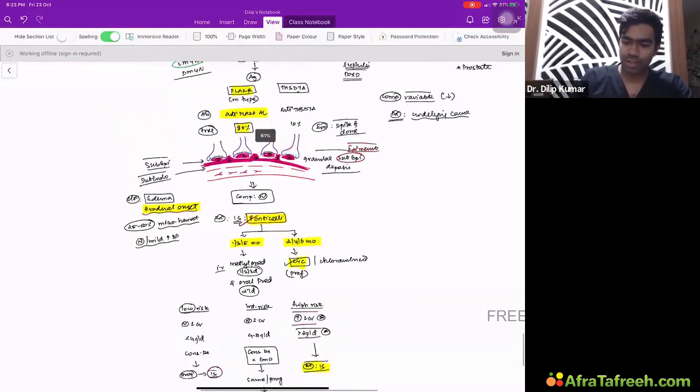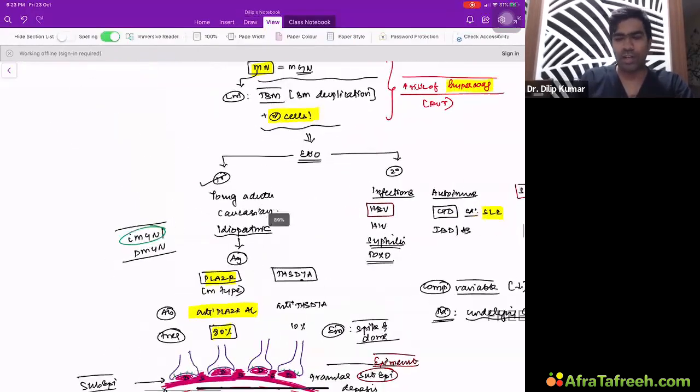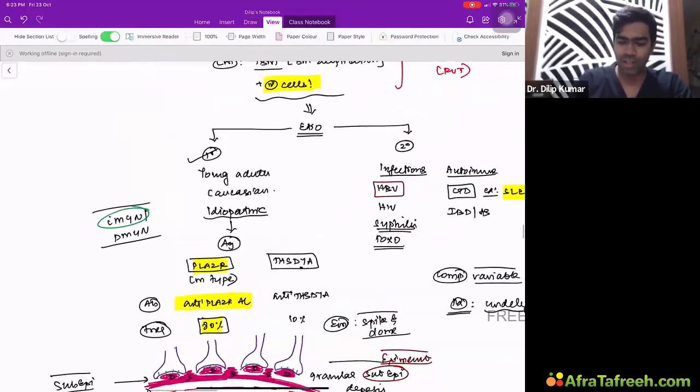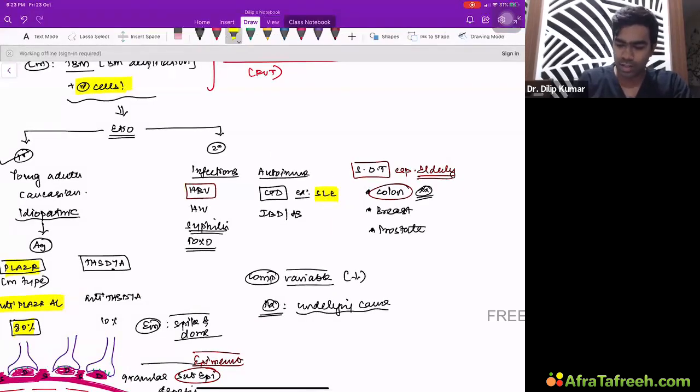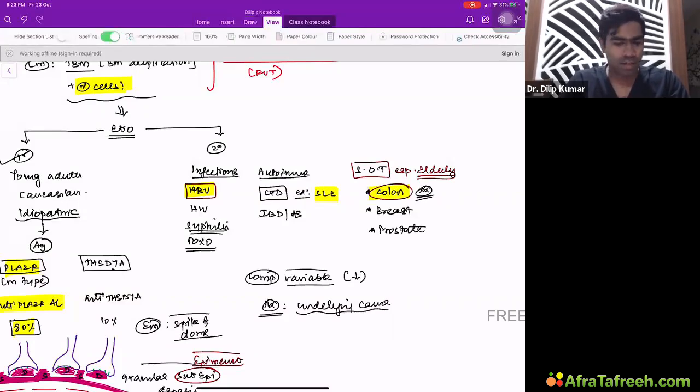So this is IMGN. IMGN is very important for exam. Secondary causes, usually in exam, what they will expect is three things: HBV, SLE, colon cancer. These are three things that you need to know for exams. Very important. Fine. I think it must be clear.